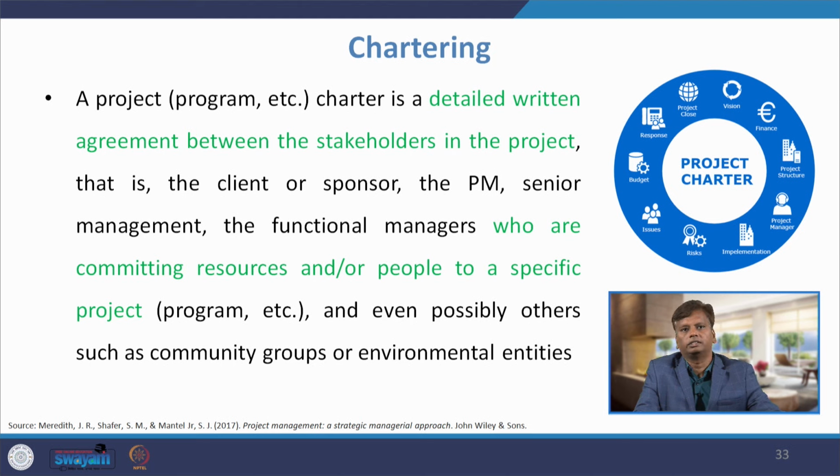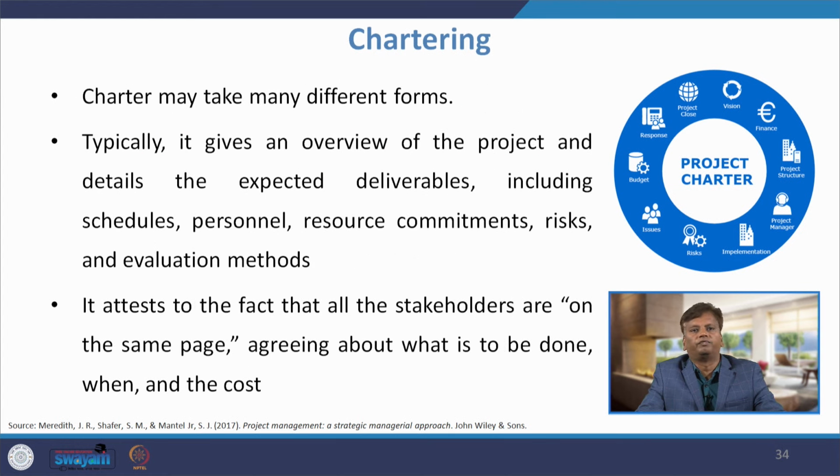Here, chartering is a written agreement between the different parties who are involved in the work. Otherwise, if there is no written agreement, what will happen? There will be different expectations from others. A charter may take many different forms.